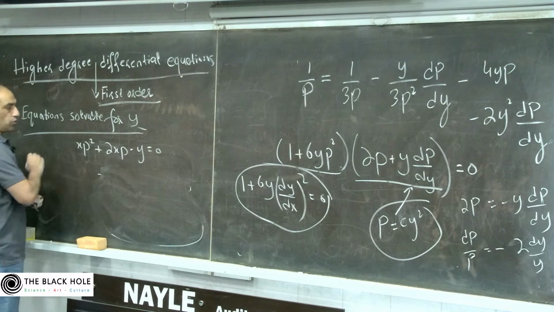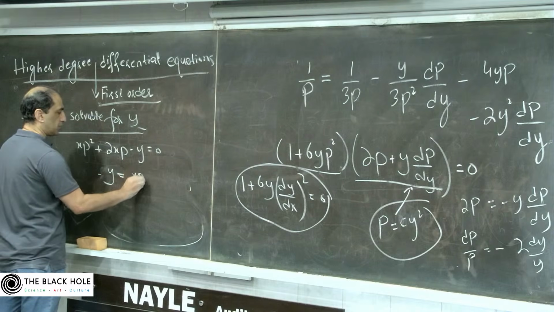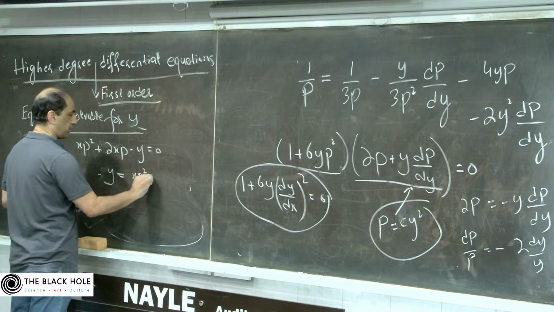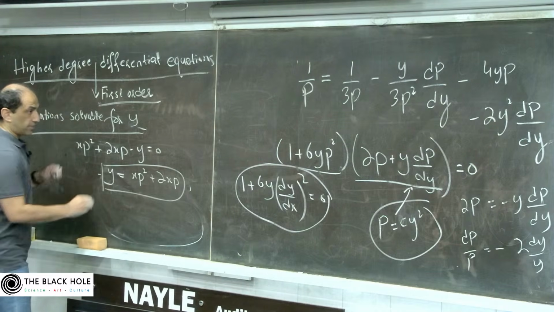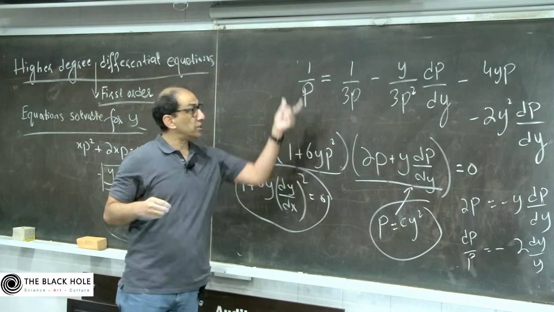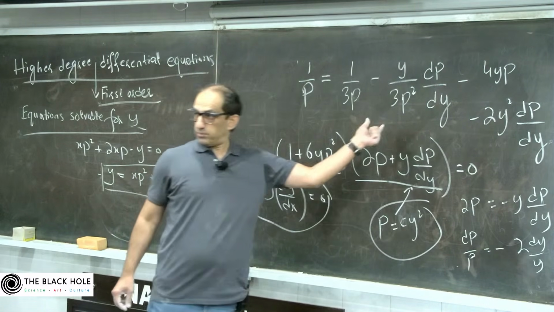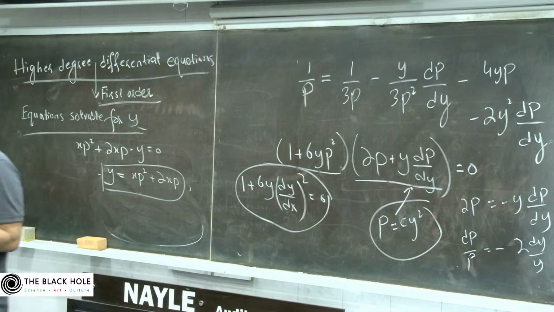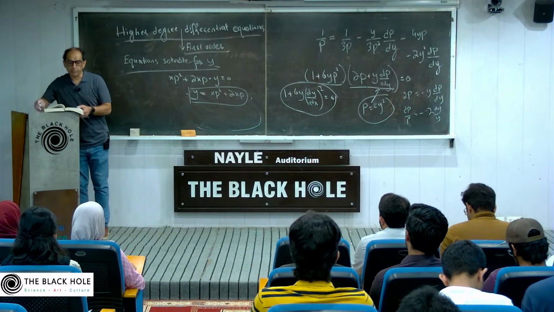As you can see, y is the only one here. So I can write y is equal to xp squared plus 2xp. When you plug this solution in the original differential equation, that solution would be called the singular solution. And when you put this solution in that equation, that will be the regular solution. So just for the sake of completeness here, I will write them down.